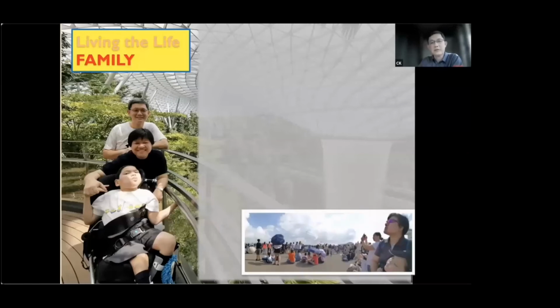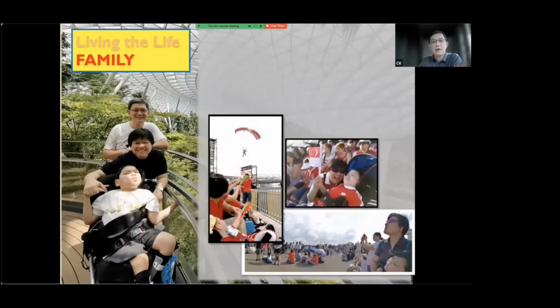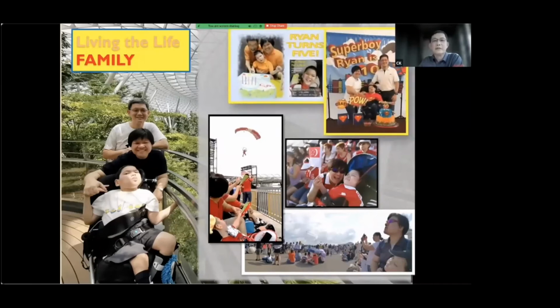For example, this was Singapore Air Show 2018, which is held once every 2 years. In addition, we also bring Ryan to various parades like the National Day Parade. And we often get the best seats in the house, being in the wheelchair box right in front of all the action. And finally, we celebrate every birthday. We celebrate life, especially at the major milestones.